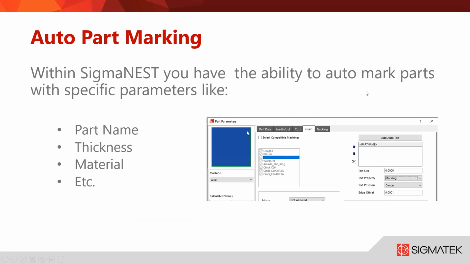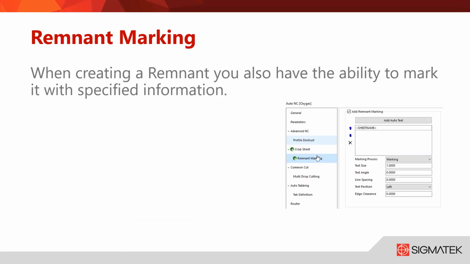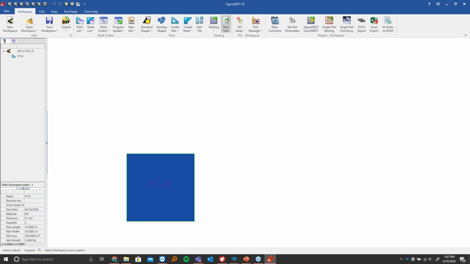So now, going back into the slides itself, we also have the ability to have remnant marking. If you're using a stock sheet and you want to mark on that sheet, you can put your sheet name, your material, or any information your operators or anyone using that remnant needs to know. You have the ability to mark that on there as well. We'll take a look at this inside of SigmaNEST as well.